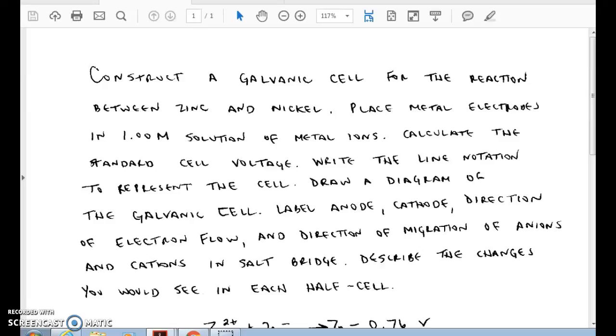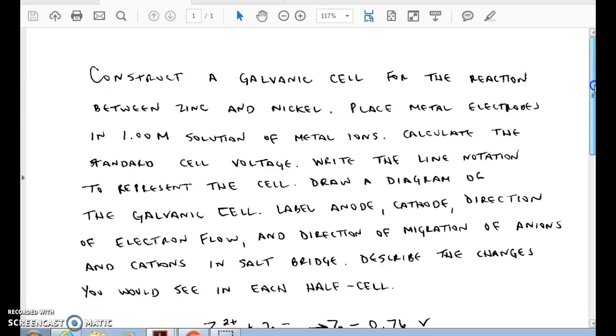We'll want to calculate the standard cell voltage when that reaction occurs. We also want to write what's known as the line notation to represent the cell. And we want to draw a diagram of the galvanic cell, labeling anode, cathode, direction of electron flow, and direction of migration of anions and cations in the salt bridge. Then we also want to describe the changes you would see in each half cell.